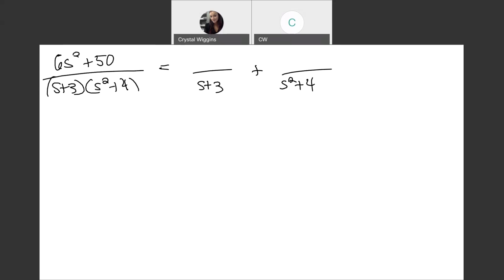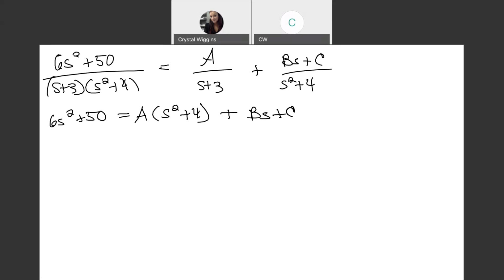So this first one, s plus 3, has an s to the first power, which gives us a constant numerator, while the s squared plus 4 gives us that bs plus c. And we follow the same process. We multiply by the common denominator. So we get 6s squared plus 50 is equal to a times s squared plus 4, because the s plus 3 canceled with the denominator, plus bs plus c times s plus 3, because the s squared plus 4 canceled with the denominator. So you see I'm moving a little faster now because we've done two partial fraction problems already.